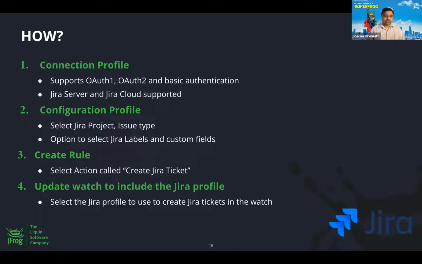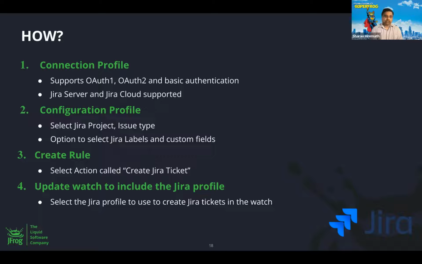And obviously, you need the Jira Server information to log in. So very simple. So you create a connection profile with the Jira URL and the API token. The second step, once you have configured the connection, is to input the parameters that you would like Xray to use when creating Jira tickets.